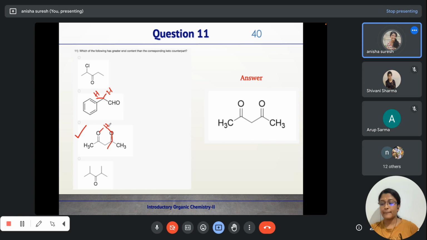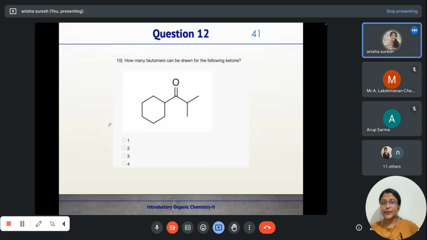This is clear? Yes, ma'am. Okay. Now coming to question number 12. How many tautomers can be drawn for the following ketone? How many tautomers can be drawn?